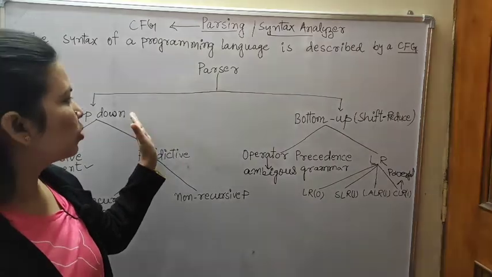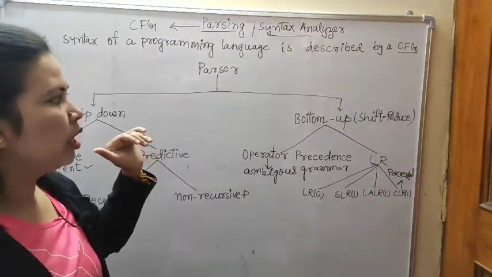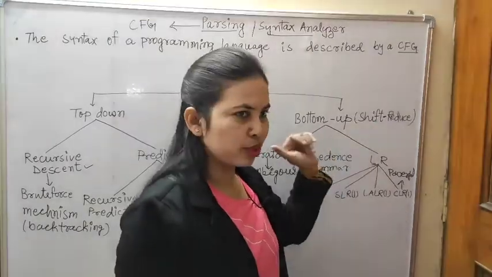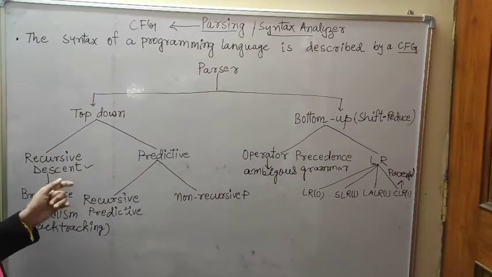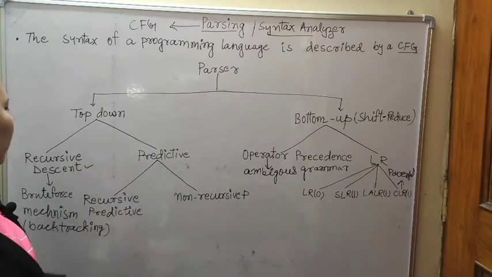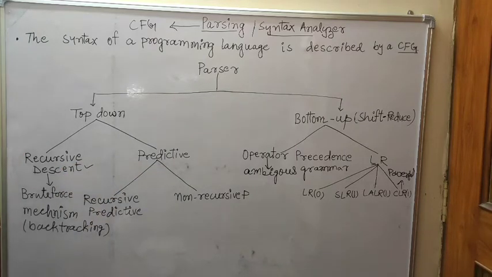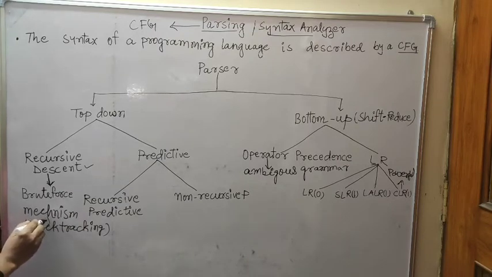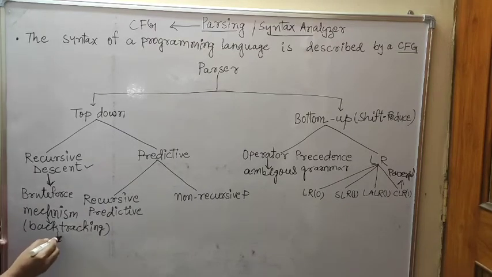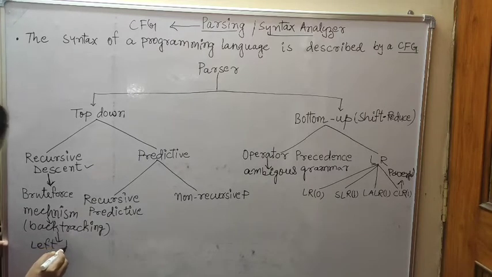Top-down parser has two types: top-down parser and bottom-up parser. Bottom-up parser's other name is shift-reduce parser. Top-down has two types: recursive descent and predictive. Recursive descent suffers from backtracking, and this method is called the brute force mechanism. Brute force mechanism suffers from backtracking. How do we eliminate the backtracking? To eliminate the backtracking, we use the left factor method.